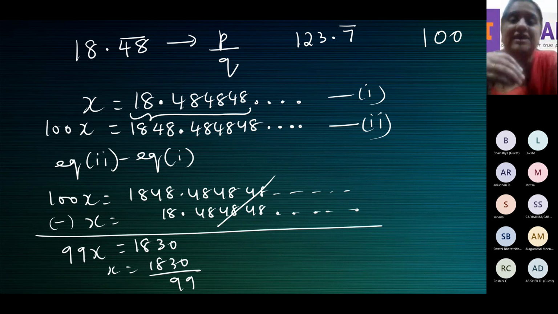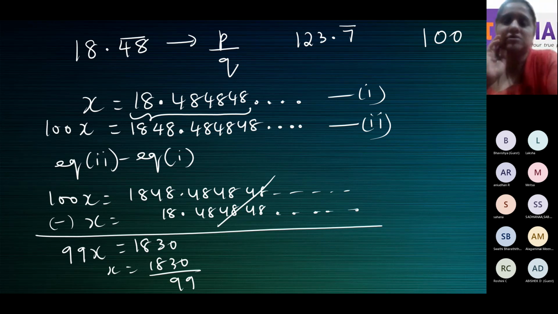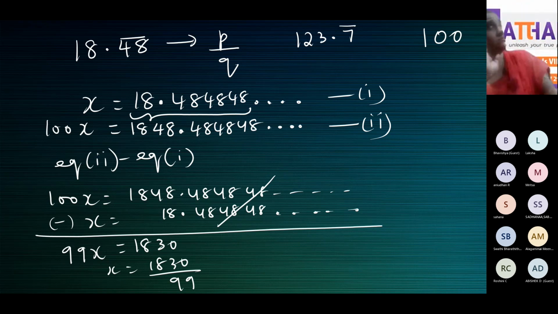100x minus x is 99x. 1000x minus x is 999x. That's all. The procedure is the same. If one digit repeats, 10x. 2 digits, 100x. 3 digits, 1000x. 4 digits, 10,000x and so on. And you should always subtract the 10x or 100x equation first, then the x equation. Subtract, and that's the P by Q form. Understood, children?